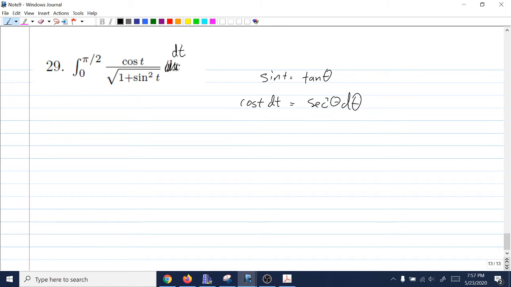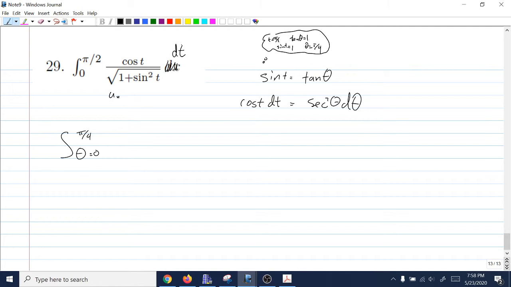Changing the bounds of integration is going to be a hassle. If t is 0, then sine t is 0, so tangent theta is 0, so theta is also 0. If t is pi over 2, that tells me sine t is sine pi over 2, that's 1. That tells me tangent theta is 1. That tells me theta is pi over 4. So theta equals 0 to pi over 4 is the new changed bounds of integration.